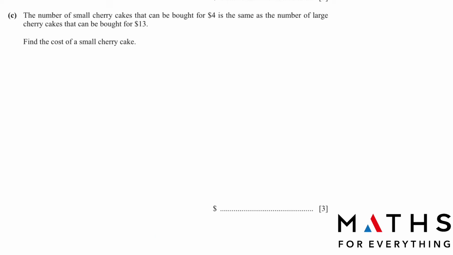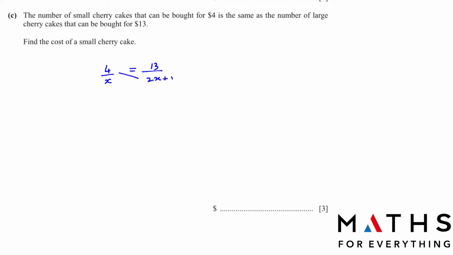Part C. The number of small cherry cakes that can be bought for $4 is the same as the number of large cherry cakes that can be bought for $13. Find the cost of a small cherry cake. So the number of small cherry cakes that can be bought for $4, we can do 4 divided by x. This is the same as the number of large cherry cakes that can be bought for $13. So 13 divided by 2x plus 1.